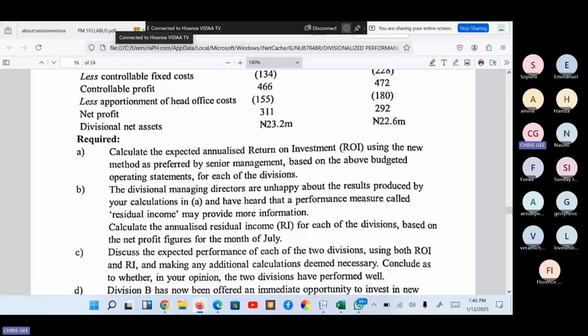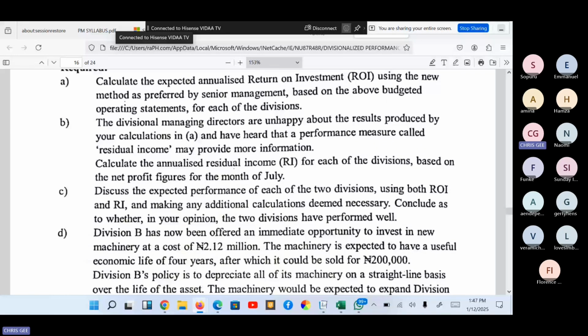Calculate the expected annualized return on investment using the new method as prepared by senior management based on their own projected expected performance. Now, we should calculate expected annualized return based on what? What is the new method? That's what I'm going to ask. The one they are charging head office cost, which means we are going to be using the net profit. All right, so let's quickly do this. A part of the question.